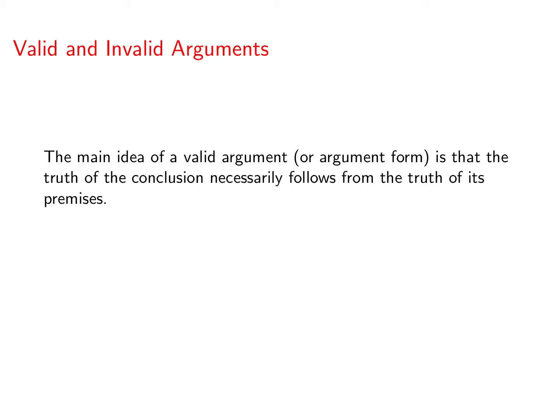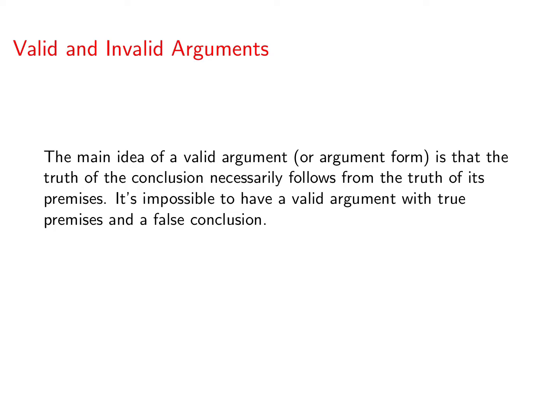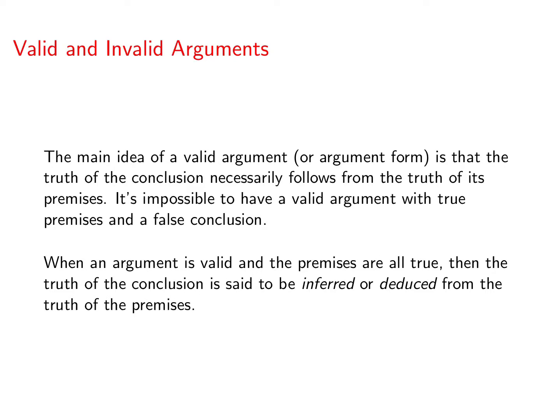The main idea of a valid argument or argument form is that the truth of the conclusion, the final statement, necessarily follows from the truth of the premises. It's impossible to have a valid argument with true premises and a false conclusion. So when an argument is valid, and if all the premises are true, then the truth of the conclusion is inferred or deduced from the truth of the premises. Knowing the premises are true tells you that the conclusion is true.